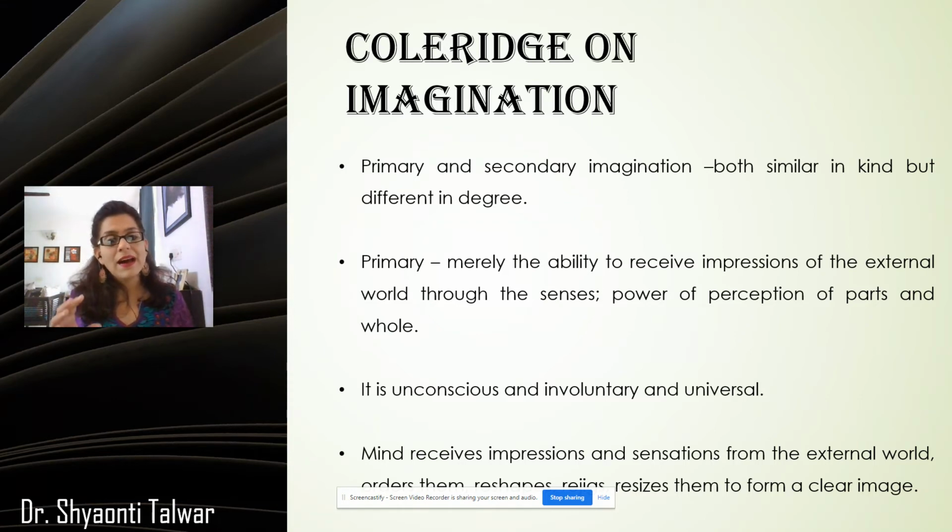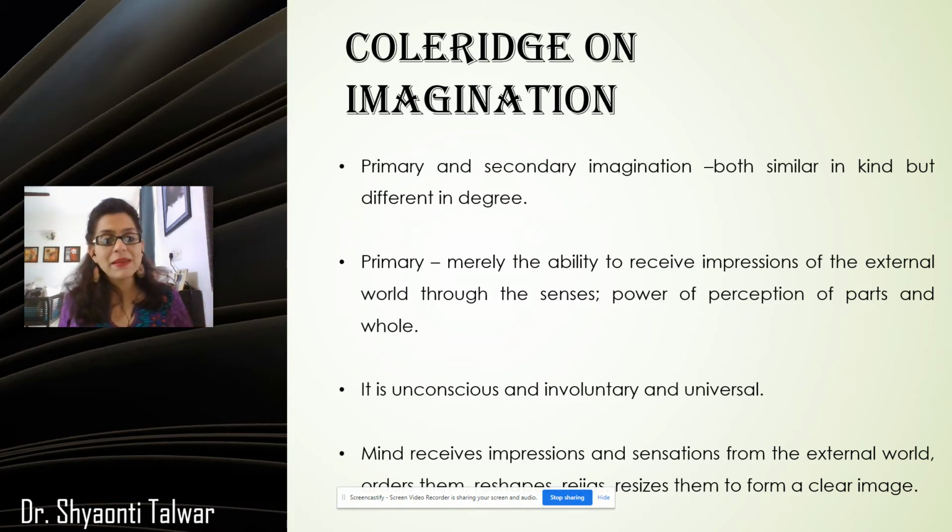So this is primary imagination according to Coleridge, which is mediated through the five senses, and it is these sensory organs which take in, which absorb the world around us, whether in parts or in whole. So primary imagination, in other words, is the power of perception.